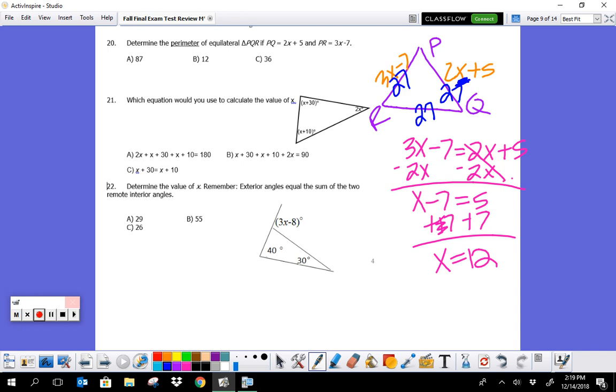That's not right. Sorry. 29. 24 plus 5 is 29. So all of my sides are 29. And 29 times 3 is 87.